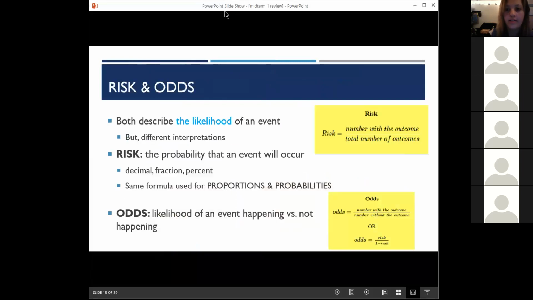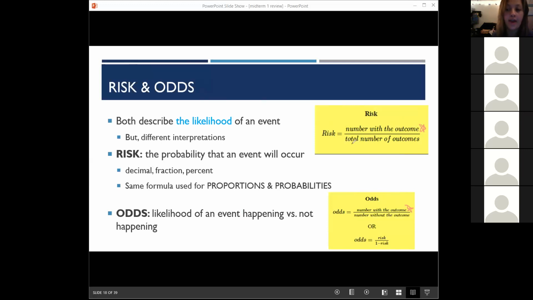Okay, risk and odds. So I know this is a little tricky of a concept. And also feel free to ask questions throughout, like I said before. Definitely stop me if something's not making sense. But risk and odds are basically, the situation is they both describe the likelihood of an event happening, but you do interpret them differently. So as you can see, they both determine the likelihood of an event because our numerators are the same here, because the number with the outcome is going to be our numerator, but the denominator is what's changing our interpretation.